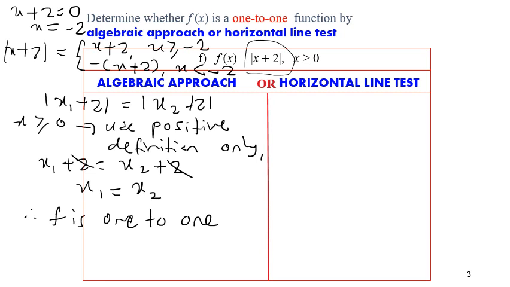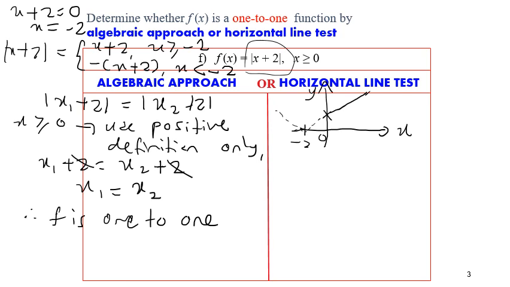Then how about the horizontal line test? So remember, for the horizontal line test, you need to sketch the graph, right? So remember the graph. The cutoff point is at negative 2 for the positive and negative definitions. But now our domain starts at 0, right? So we start at 0, and then we don't sketch before 0. So it will be like that. So here you can see we only sketch the positive definition. That is more or less like a linear function.